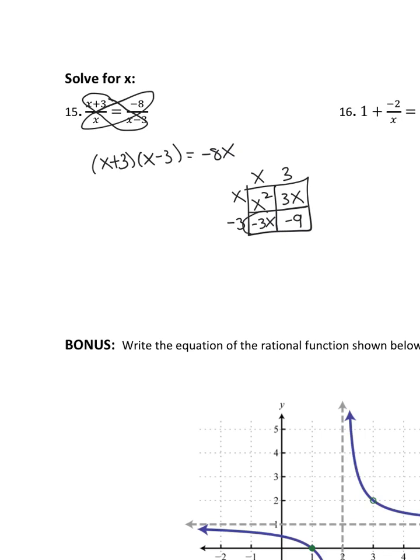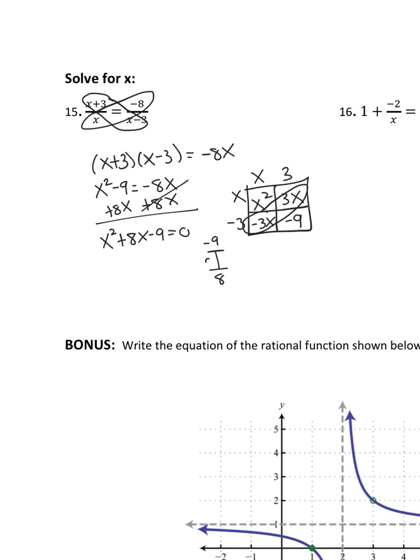And notice that when you combine these two like terms, they cancel each other out. So you just get x squared minus 9 is equal to negative 8x. I want to move that negative 8x to the other side. I cannot combine that with anything, so I'm just going to put it in the middle so I can factor this. So I need two numbers that multiply to negative 9 and add to 8.